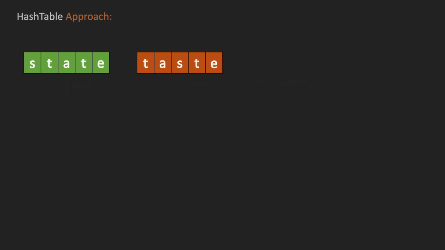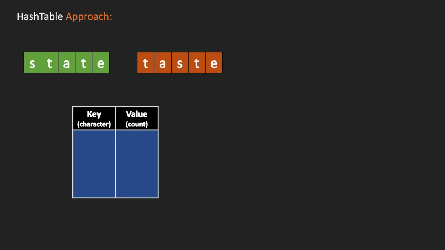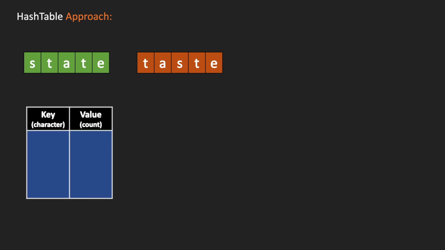Let's take the other example, state and taste. What if we utilize extra space in the form of a hash map or hash table? Here we keep letters as the key and the count of their occurrences as value. So if we start with the first string, we store the count of each letter. We'll have S equal to 1, T will be 2, as there are two T's, A equal to 1 and E equal to 1. Now how can we use this info?